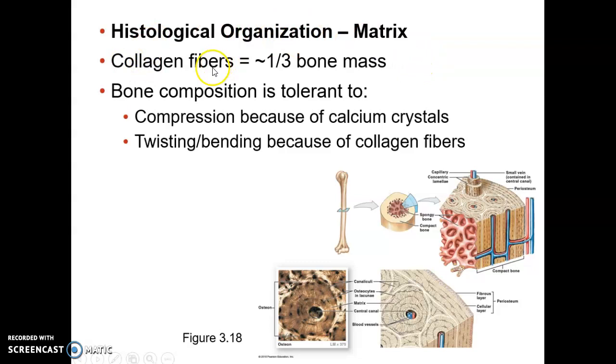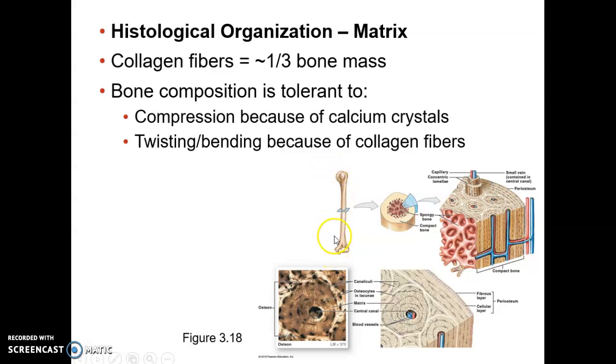Okay, so the collagen fibers, the proteinaceous component of the extracellular matrix, are about 1/3 of bone mass. Combining the solid calcium salt matrix with the proteinaceous collagen fibers, meaning they're proteins, gives bone unique characteristics. So bone is tolerant to compression. In other words, bone is really strong in resisting compression forces.